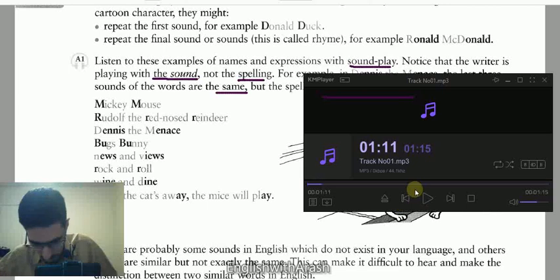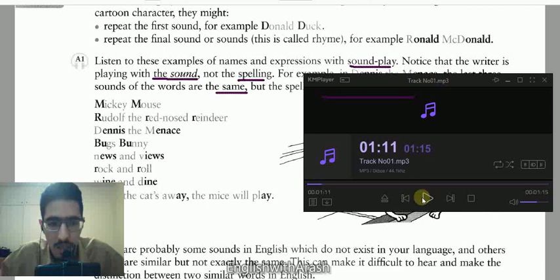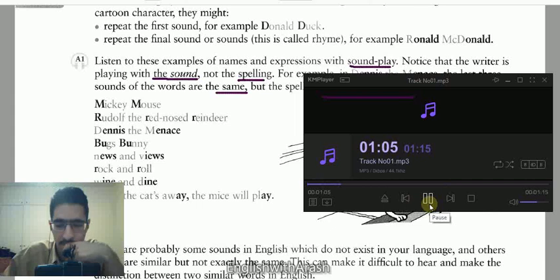By Mark Hancock, published by Cambridge University Press. This recording is copyright. A1. Mickey Mouse, Rudolph the Red-Nosed Reindeer, Dennis the Menace, Bugs Bunny, News and Views, Rock and Roll, Wine and Dine. While the cat's away, the mice will play.